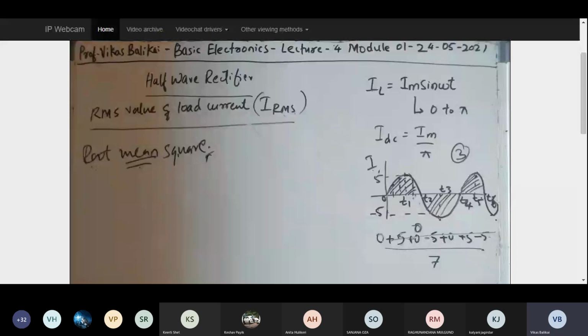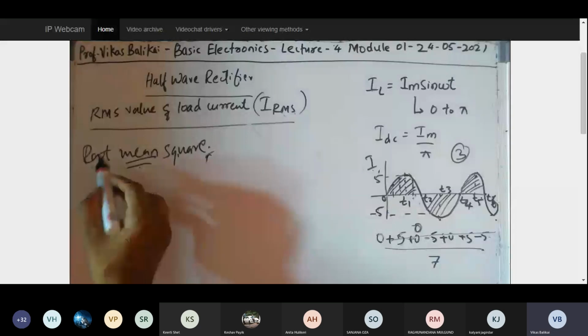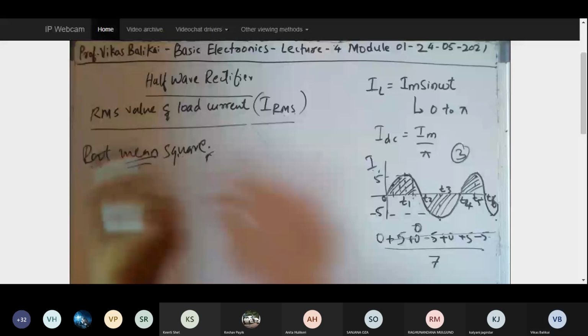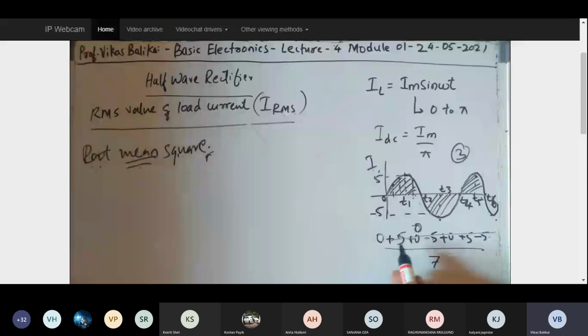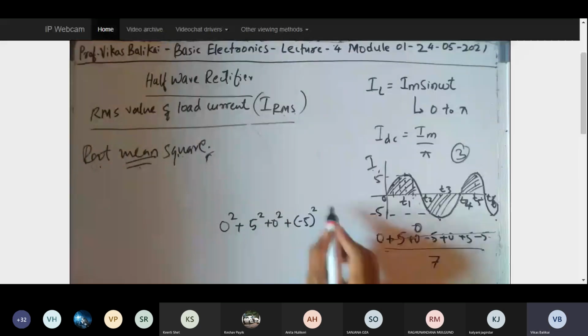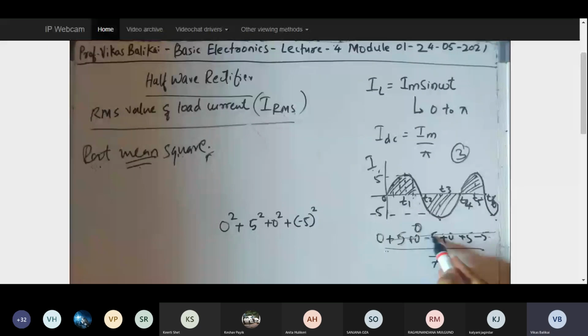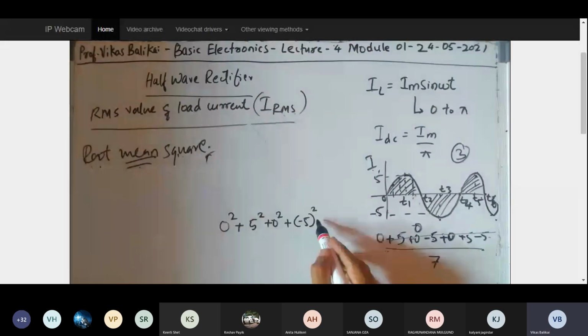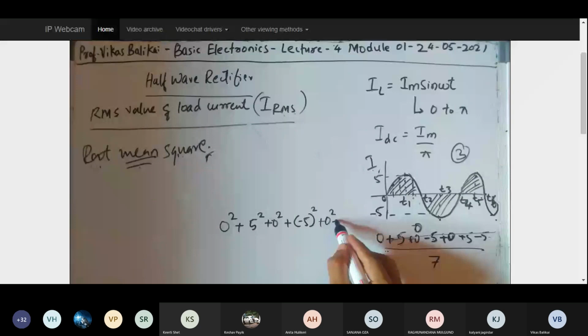Now the question is, what are you doing root and square for? Let me tell you. If I consider this one: 0 square plus 5 square plus 0 square plus minus 5 square, whatever values were there I repeat the same, but now I am applying the formula of squaring and taking the root, and then plus 0 square plus 5 square plus minus 5 whole square, whole divided by.